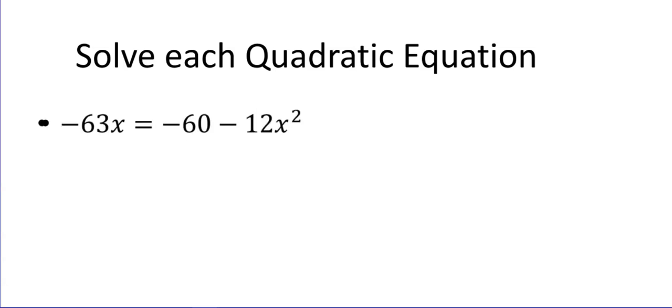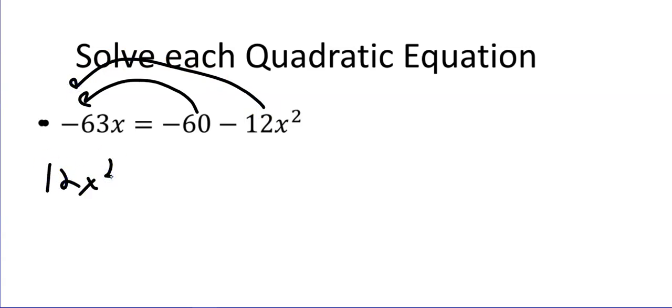All right. Now, here's a little hint. Even though it looks like it'll be easier to bring this over because you're only moving one term, it's much easier if our x squared is not negative. So I'm actually going to do this and move these 2 over. So the 12x squared is going to go in front and become positive. This negative 63x remains negative, and the negative 60 comes over and becomes positive 60.